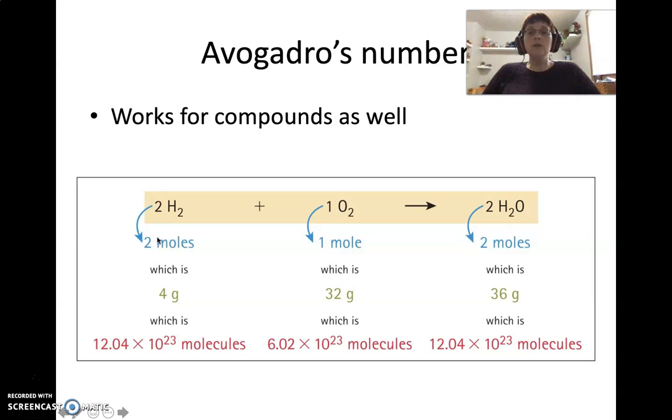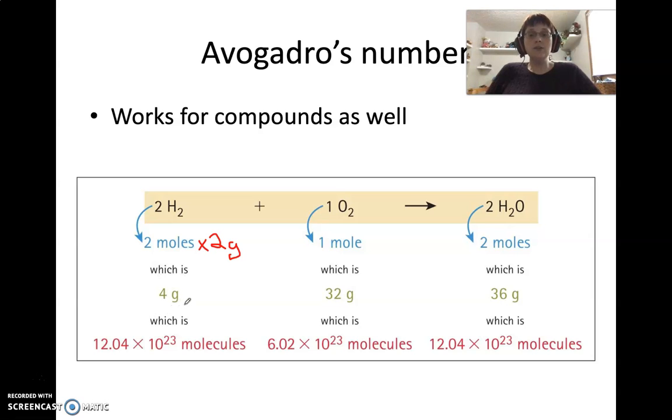So 2 moles, we know that there are 2 atoms of that element. So that means it's going to be, they've already done the math for us, but that's going to be 2 moles times 2 grams, because we know that hydrogen is 1 gram according to the periodic table, times 2 because we've got that subscript. So 2 moles times 2 grams is going to get us 4 grams.